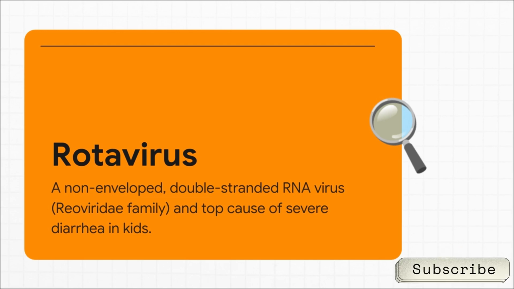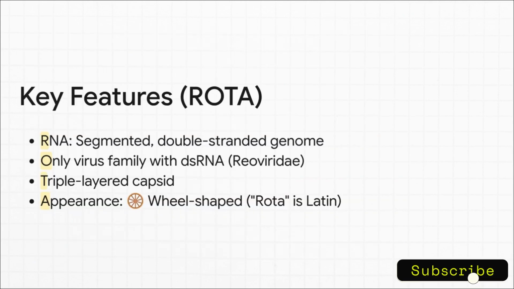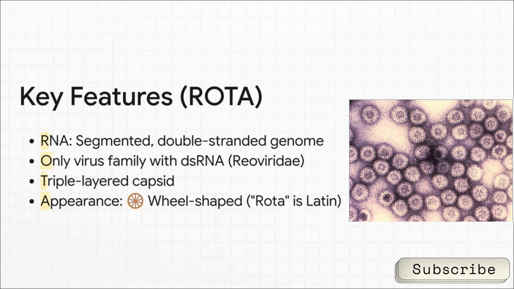It belongs to the Reoviridae family, and it is hands down the number one cause of severe gastroenteritis in kids on a global scale. And its key features? They're perfectly captured in this killer mnemonic, ROTA. R is for its RNA genome. Remember, it's double-stranded and segmented.